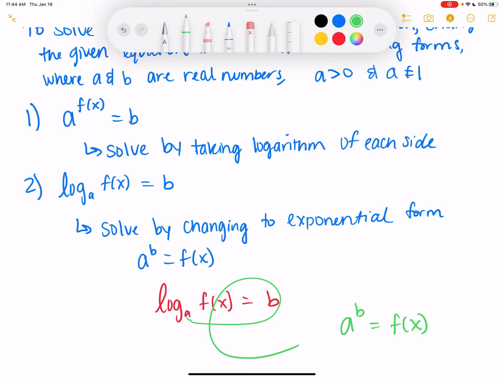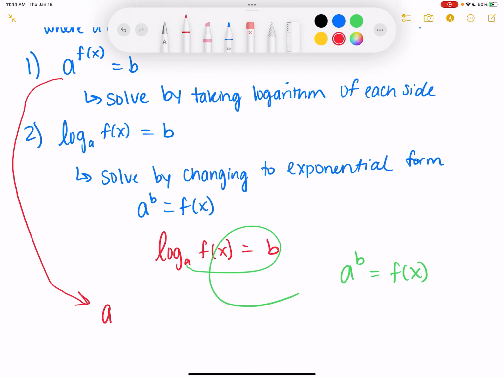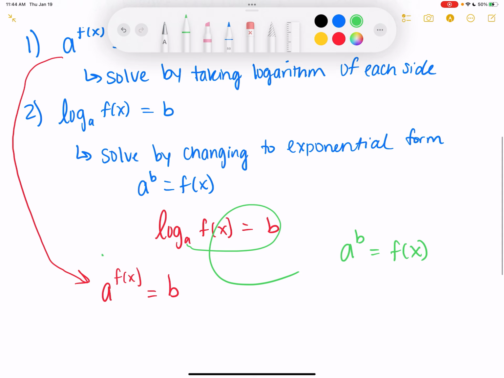And technically, back up for a second and go back to this one. For this a to the f of x is equal to b, if you have that, you can solve this by taking the log of it, which is basically what they're saying to do. But it would be, you follow it down, log base a of b is equal to f of x. So if you have an exponential and you need a log, make an L. If you have a log, you need an exponential, make an E.